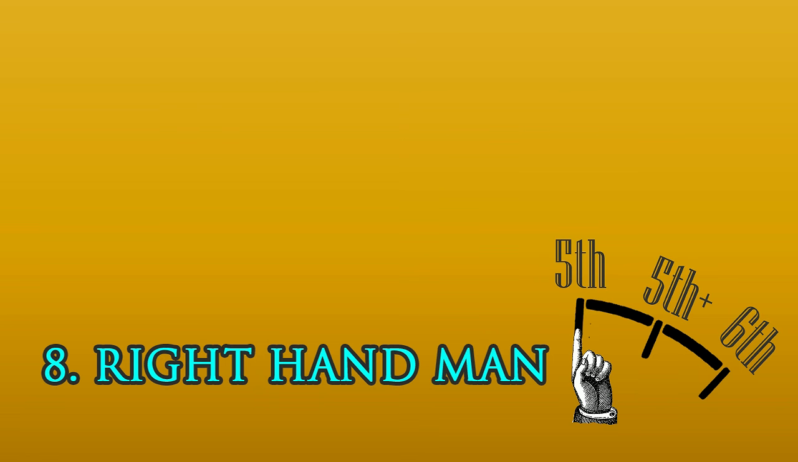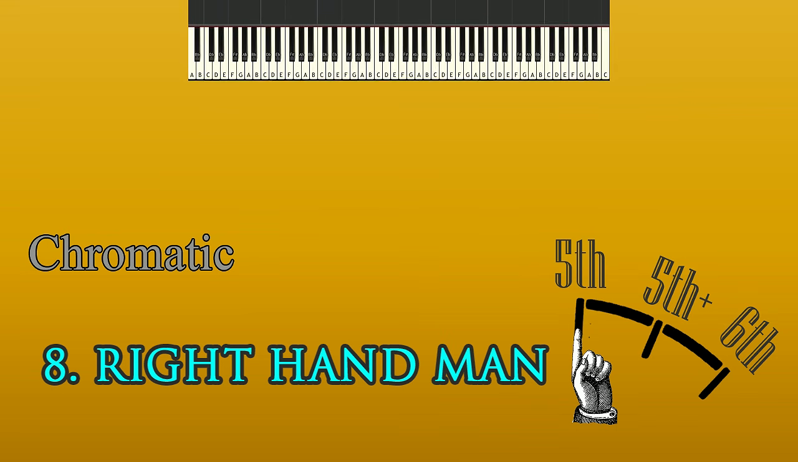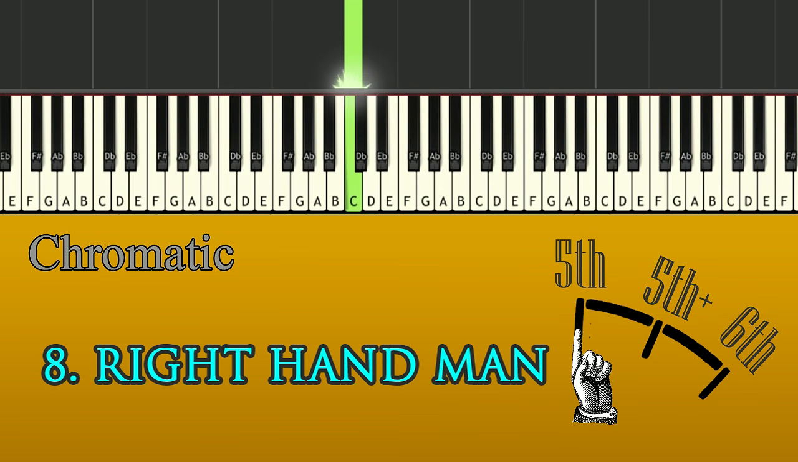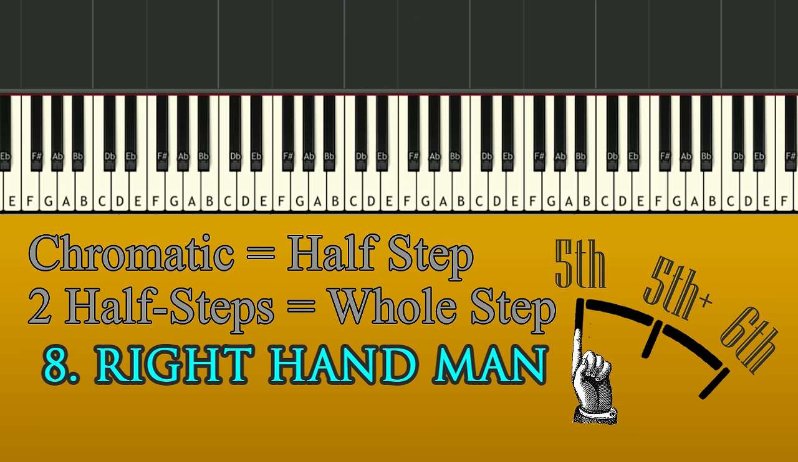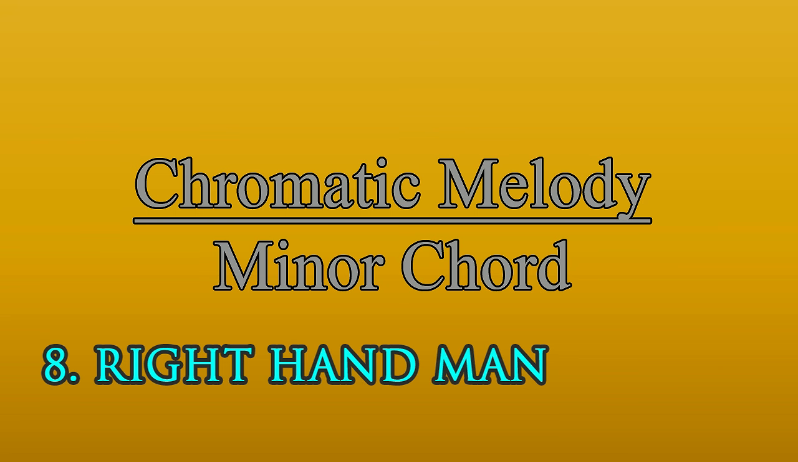Just to define a couple terms, chromatic means going from one note to the note directly either above or below. So if it's C, then a chromatic note next to C would either be C sharp or B. This is also called a half step. A whole step is made up of two half steps. So a whole step up from C would be D, and a whole step down from C would be B flat. So you might say that the James Bond vamp consists of a chromatic melody over a minor chord.